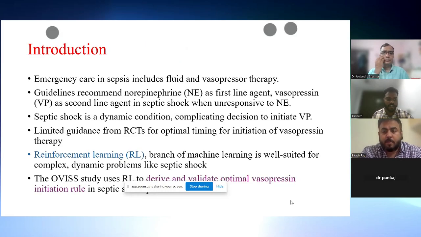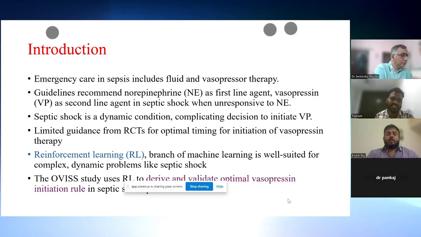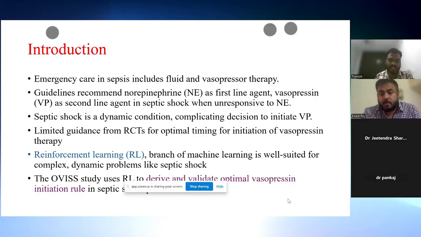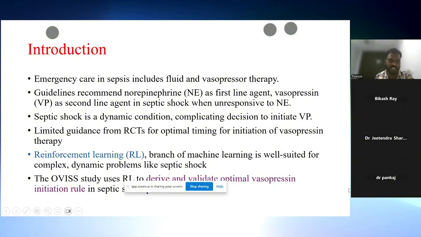So, continuing with the study, emergency care in sepsis includes both fluid therapy and vasopressor therapy. Regarding vasopressor therapy, international guidelines recommend norepinephrine as the first-line agent and vasopressin as the second-line agent in septic shock. But septic shock is a dynamic condition in which the decision to start vasopressin is very complex. So we don't have much evidence from the RCTs for the optimal timing for initiation of vasopressin.